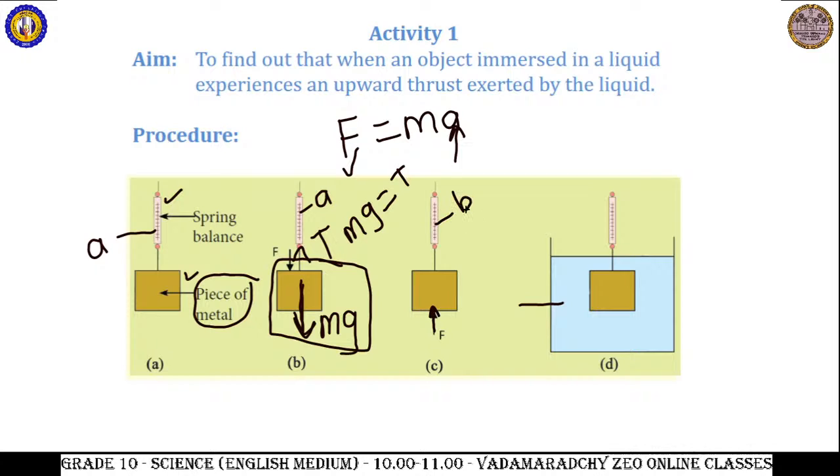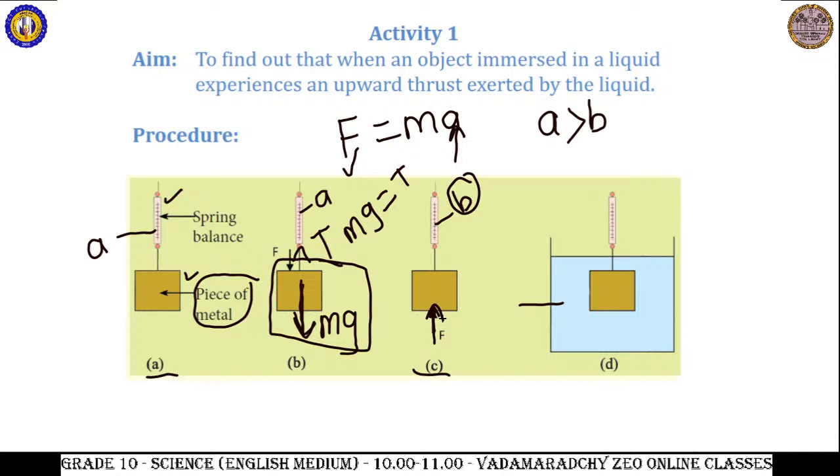In this scenario, we can observe that the Newton balance reading A is greater than the Newton balance reading B. So from this observation, we can say that if an upward force acts on an object hung on the spring balance or Newton balance, the reading will reduce by this upward force.